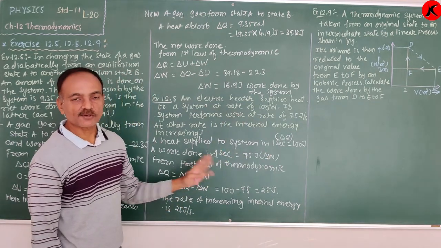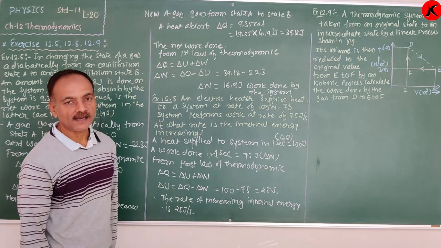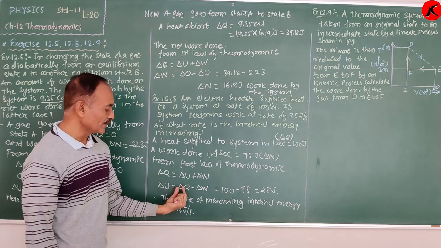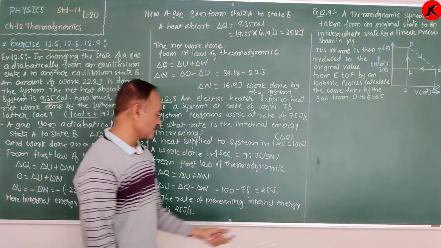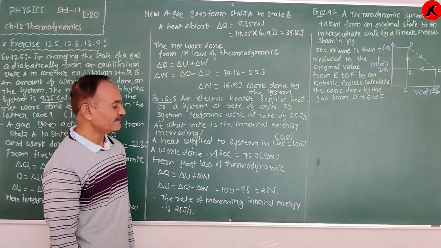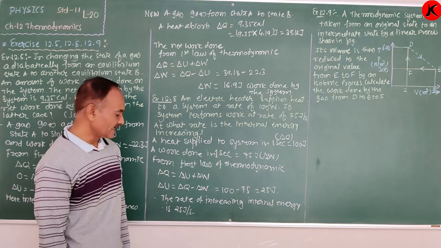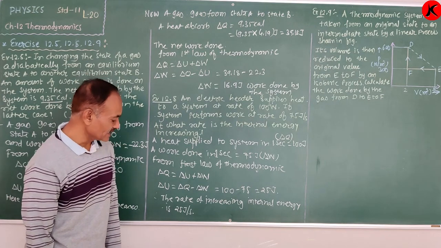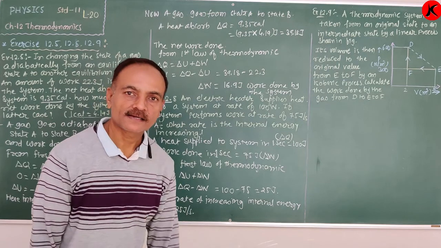From the first law of thermodynamics, delta Q is equal to delta U plus delta W. Therefore, we can calculate delta U is equal to delta Q minus delta W. Delta Q is equal to 100, delta W is equal to 75. Therefore, 100 minus 75 is equal to 25 joule. Therefore, the rate of increasing the internal energy is 25 joule per second. Clear?